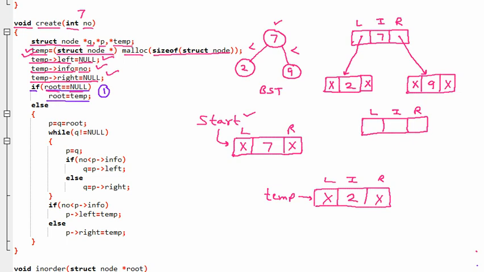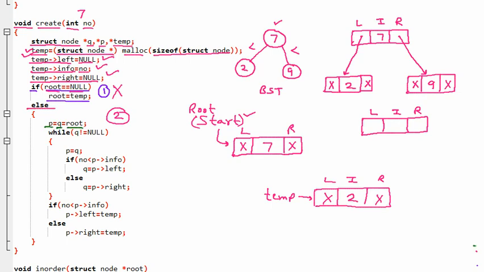What is the start? We are assuming that this is the root node. So this one is the root. The start is nothing but the root. So root has something inside it. Root is not null. Now what is going to happen in that case? Case number 1 will not work. Case number 2 will work here. So case number 2 says the else part.